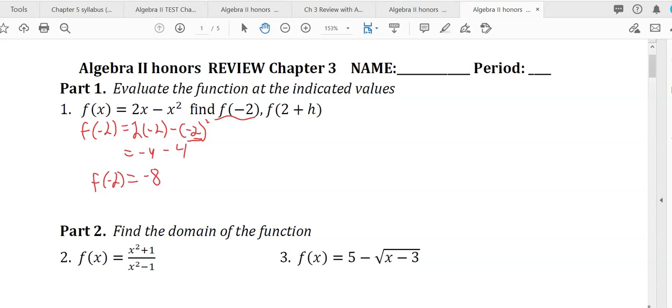Remember, your answer is written f of -2. So it's not just -8, that's not your answer. F of -2 is -8. So let's do the next one.